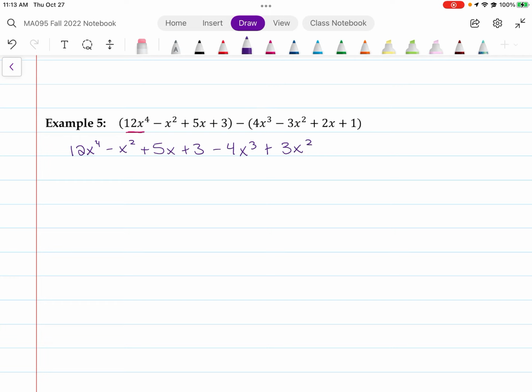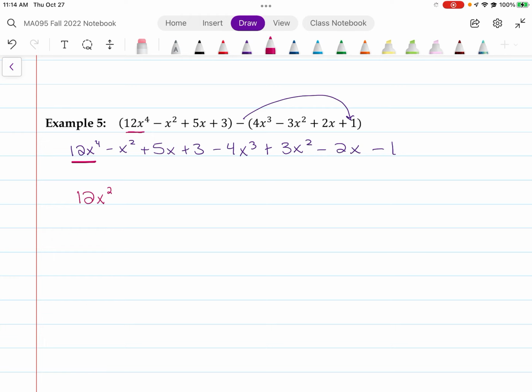Now the next one is I have to distribute the minus to the 2x. So minus 2x. And next, I'm going to distribute to the 1. So I get minus 1. All right, now I'm going to combine like terms. All right, I don't have another 12x to the 4th, or another x to the 4th, so I'm just going to write the 12x to the 4th. There's nothing for it to add or subtract with.